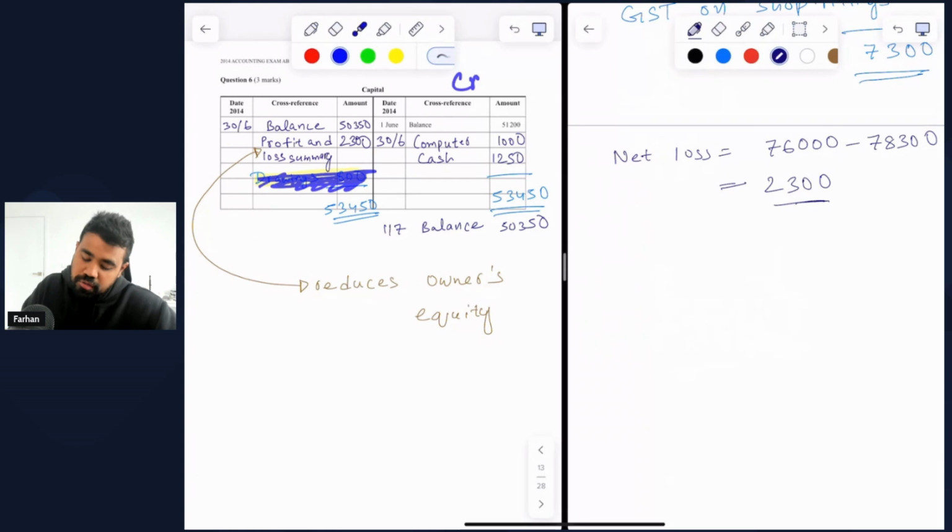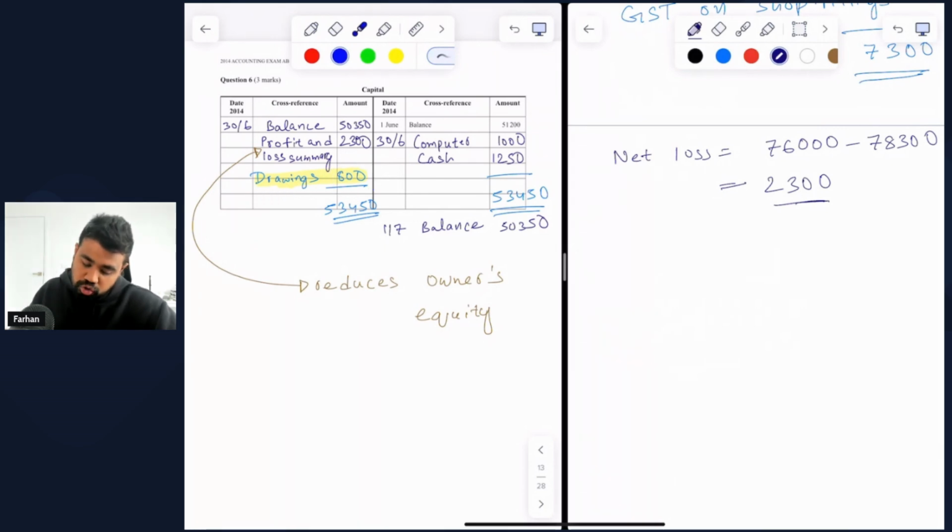So we find the total of everything on the credit side, which is 53,450, which must be the total of everything on the debit side to ensure that the fundamental rules of accounting apply. And once you subtract the loss of 2,300 and the closing balance of 50,350, you're left with $800 as the missing figure or the deficit on the debit side to ensure that both sides match. And that is what we refer to as the cash drawings. And the reason this is also on the debit side is because this reflects a reduction in owner's equity.